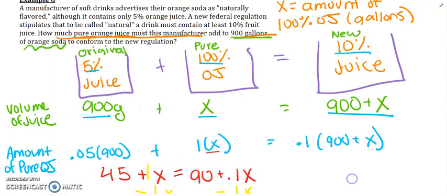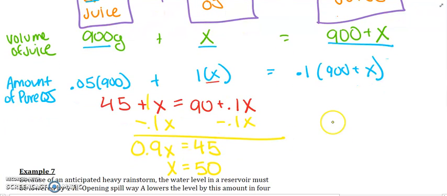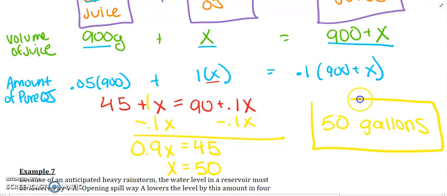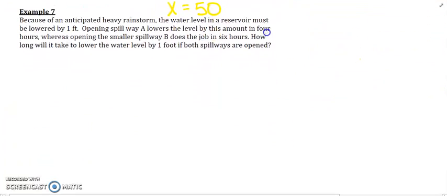Go back up, read the question. How much pure orange juice must this manufacturer add to 900 gallons of orange soda to conform to the new regulations? Well, they have to add 50 gallons. We should include units. So they need to add 50 gallons of pure OJ to conform to this new regulation. Awesome. Okay.